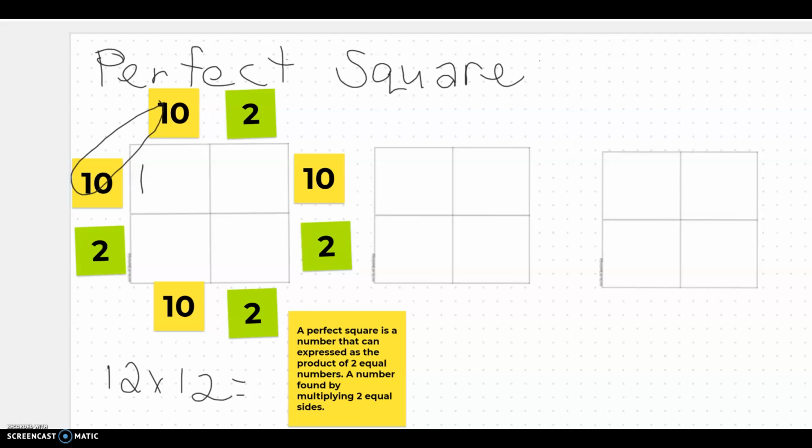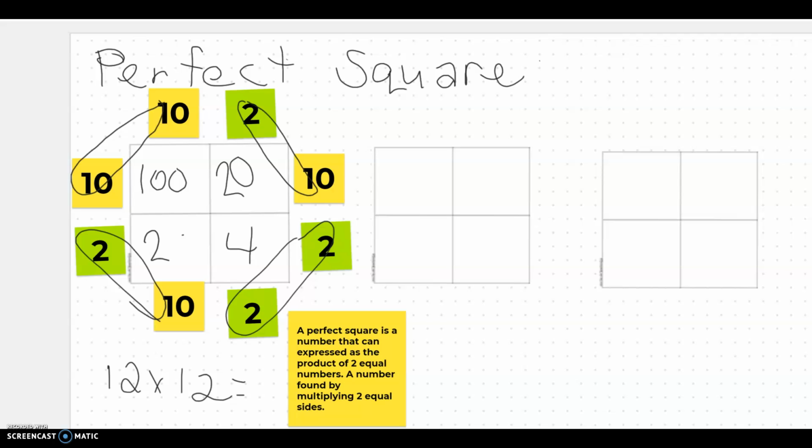1 times 1 is 1, and I have 2 zeros, 0 and 0. Then I have 2 times 1, that's 2 with 1 zero. 2 times 2 is 4. 2 times 1 is 2 with 1 zero. Then I'm just going to add those together. I have 100. I can do 20 and 20. That's pretty easy as 40. And then 41, 42, 43, 44. So my answer is 144. So 12 times 12 equals 144. That's a perfect square.